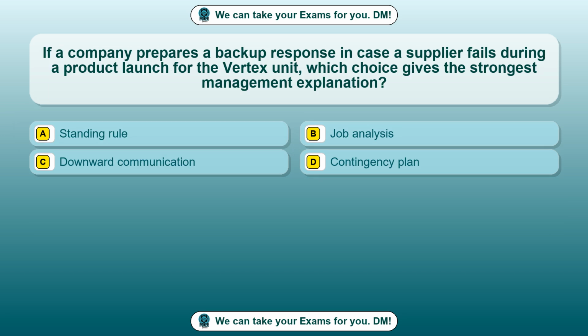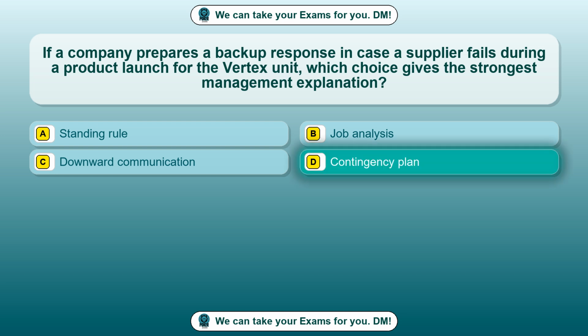Question 80. If a company prepares a backup response in case a supplier fails during a product launch for the Vertex unit, which choice gives the strongest management explanation? Option A, standing rule. Option B, job analysis. Option C, downward communication. Option D, contingency plan. The correct answer is option D, contingency plan.